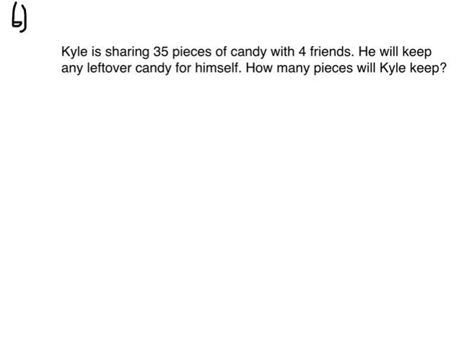Let's do one more together before you try 3 on your own. Kyle is sharing 35 pieces of candy with 4 friends. He will keep any leftover candy for himself. How many pieces will Kyle keep? What's being split up in this problem? What's the dividend? 35 is the dividend in this problem. What's the divisor? It's 4. He's letting 4 people split the 35 pieces of candy evenly.